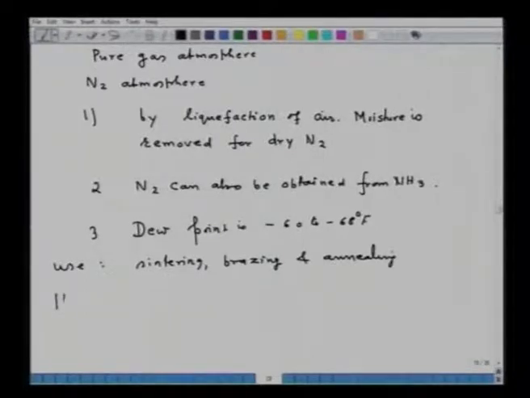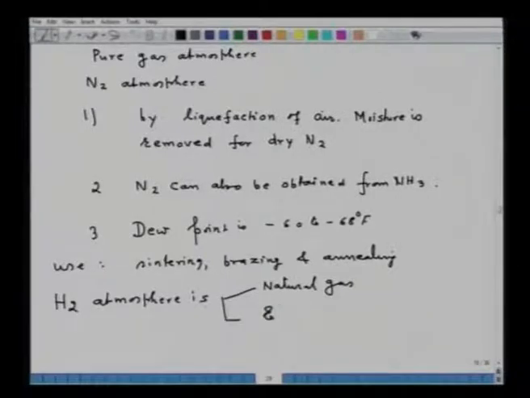Then another atmosphere, for example, hydrogen atmosphere. Hydrogen, you know, is a reducing agent. Hydrogen atmosphere is produced from natural gas or by electrolysis of water. Hydrogen typically provides a reducing atmosphere. Now you must know that hydrogen is very explosive and requires very careful handling. Another important point is that many steel alloys are susceptible to hydrogen, and hence it may cause hydrogen embrittlement. Therefore, one should use it only wherever it is required.